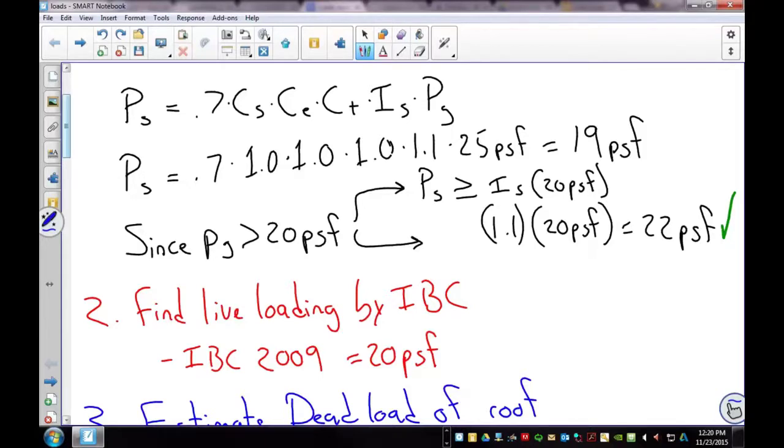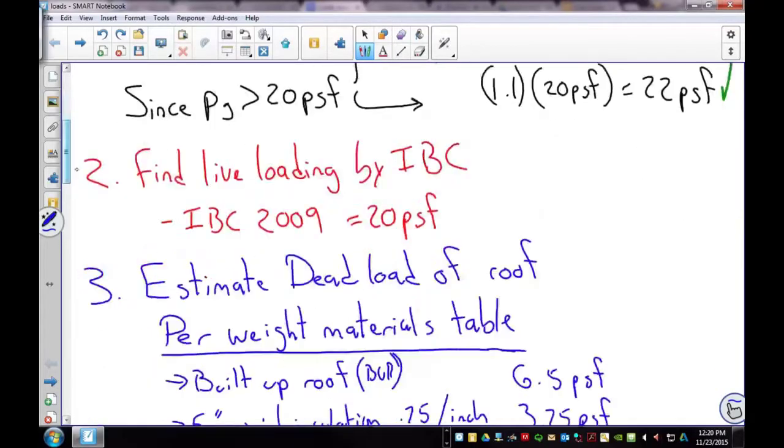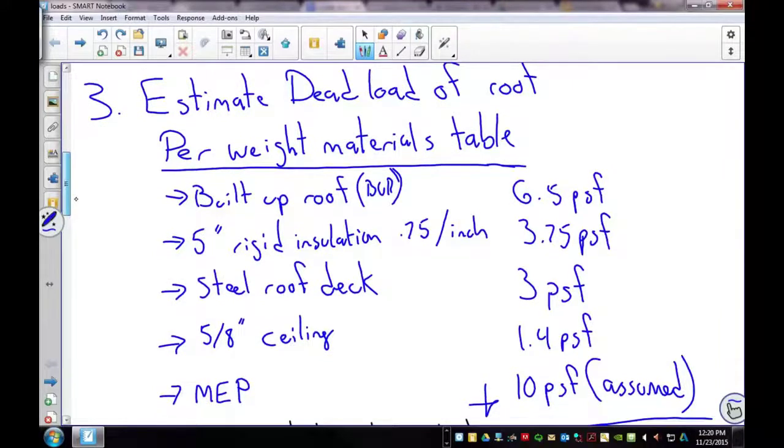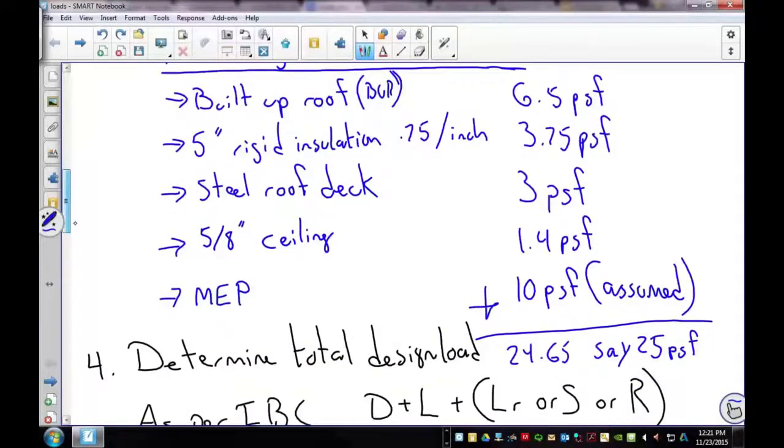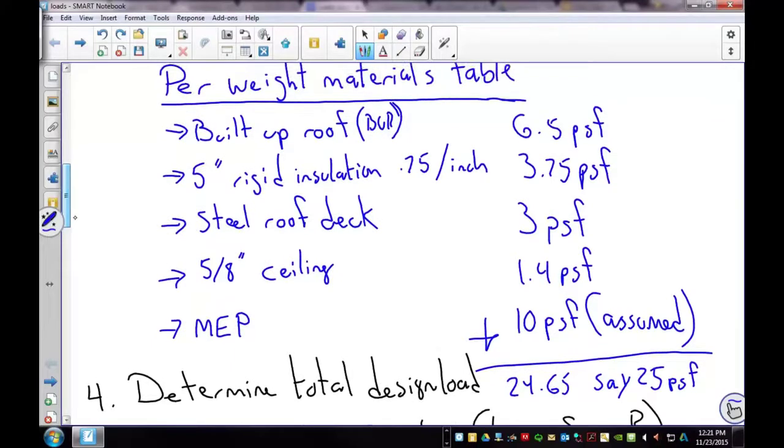$24.65. What do you think we should do? Why don't we just use 25, right? Again, it's like the third time we've done that. So, go ahead and write use 25 PSF. That's what we're going to use. Okay, so look up here, make sure you have the same thing in your notebook. This was per our materials table. Built up roof 6.5, 5 inches of insulation at 0.75 an inch. Steel roof deck, 5/8 ceiling. MEP, 24.65, we're going to use 25.